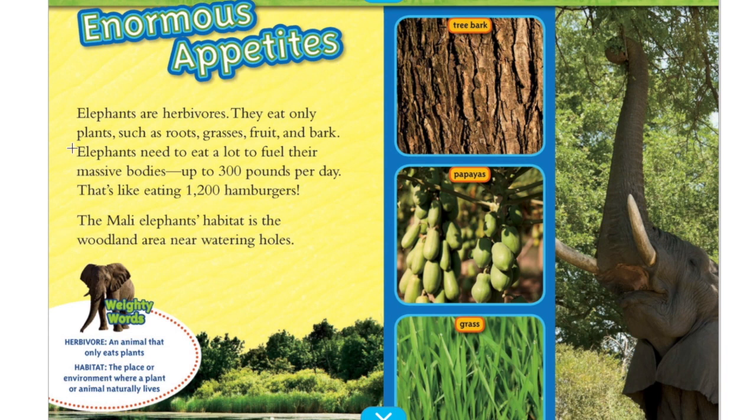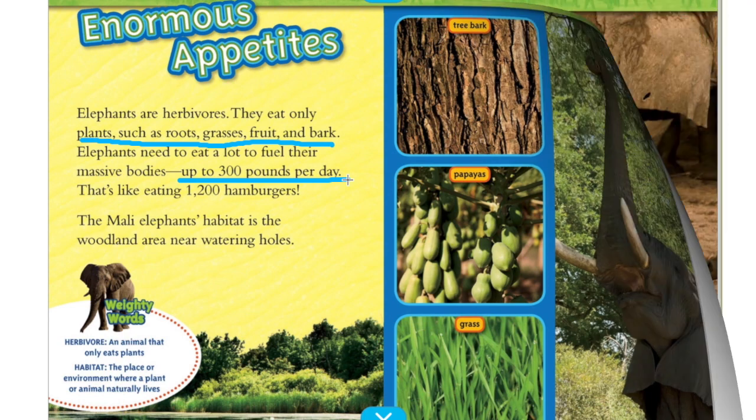So, see, my heading did help me predict what I was going to read because I remember thinking that enormous appetites were going to give me a clue that I was probably going to read about what elephants eat, which are plants such as roots, grasses, fruit, and bark, and then also how much they will eat, which it says right here they eat up to 300 pounds per day. Let's try reading the heading on our next page.